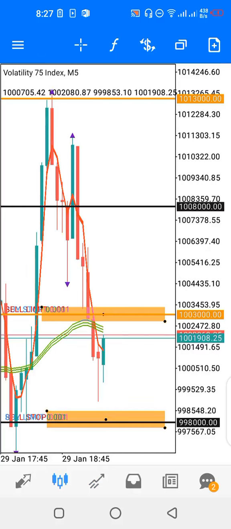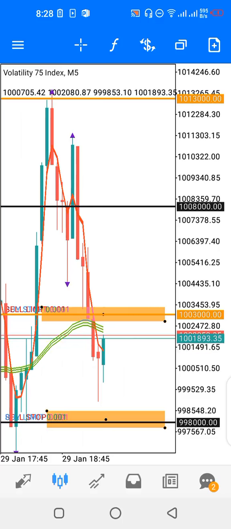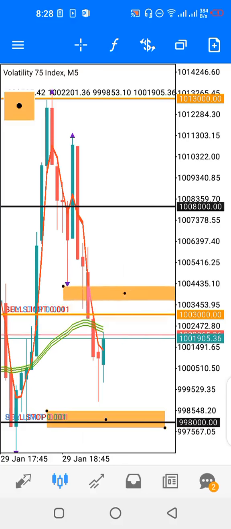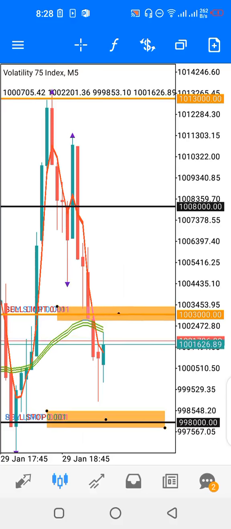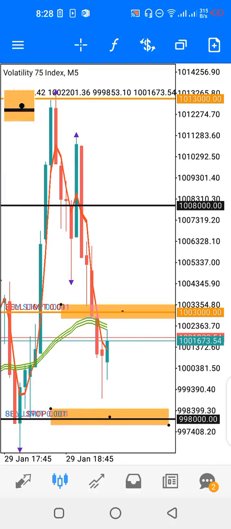As it is, price is attempting to go up, but we can't really tell until we are on a 5 minutes time frame, until the current 5-minute candle closes. But for now, price is attempting to go up. If price goes up, it's going to trigger the buy stop and the sell limit above. Then I have to delete the sell stop and the buy limit.